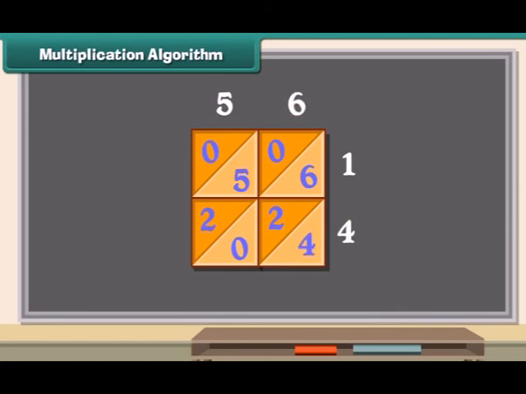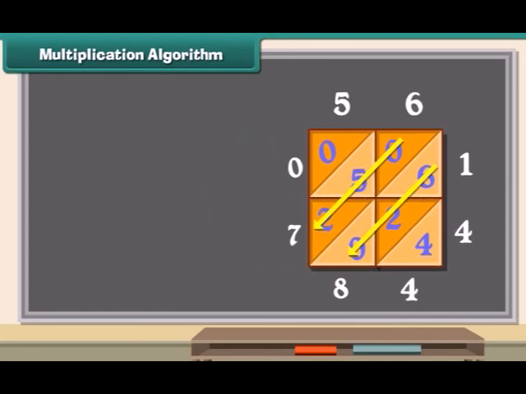Now add the numbers in each diagonal column, starting from the bottom. 4 is equal to 4. 6 plus 2 plus 0 is equal to 8. 0 plus 5 plus 2 is equal to 7. 0 is equal to 0. Read the result from left to right as 0784, that is 784. Therefore, we can say that 14 into 56 is equal to 784.